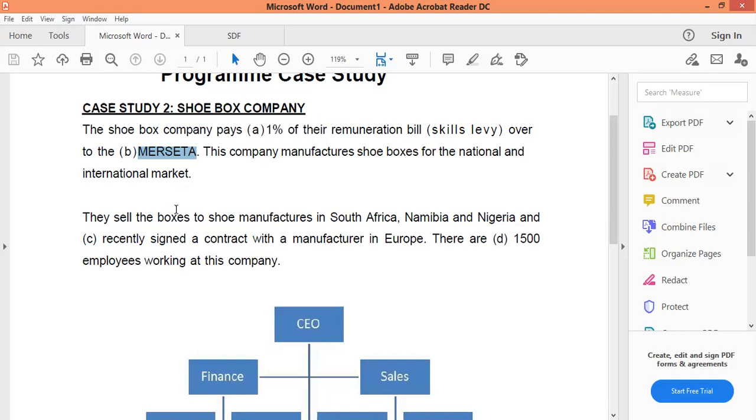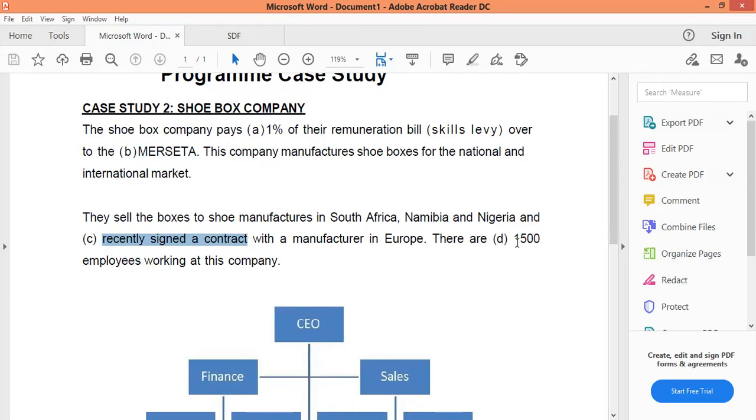And I can see the Shoebox Company also sells. They actually sell shoe boxes. Strange thing, but anyway, they sell shoe boxes to manufacturers in South Africa, the Namibia region, and recently signed up a contract. Okay, there is opportunity for growth. So I know they're going to expand. They're going to require more people. We've got opportunity to train people up and promote them. You know, there's lots of opportunity. It's going to be training again.